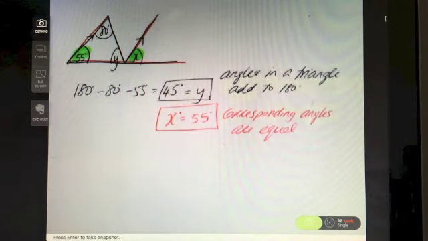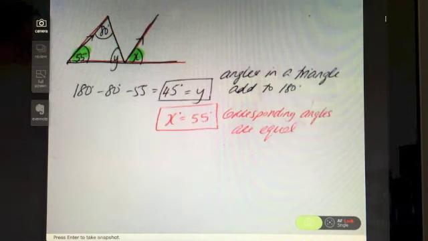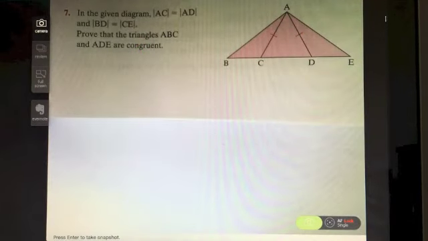is that for our justification for getting y is equal to 45, we were able to deduce that because the angles in a triangle add to 180. And for our x angle, we were able to deduce that it had to be 55 degrees because corresponding angles are equal. Okay, so try this question.